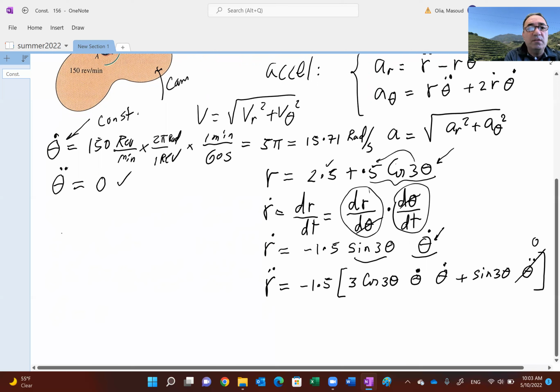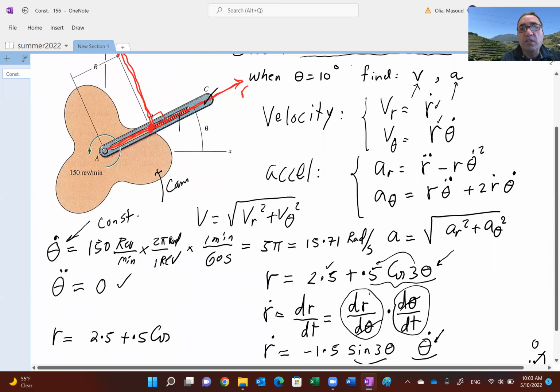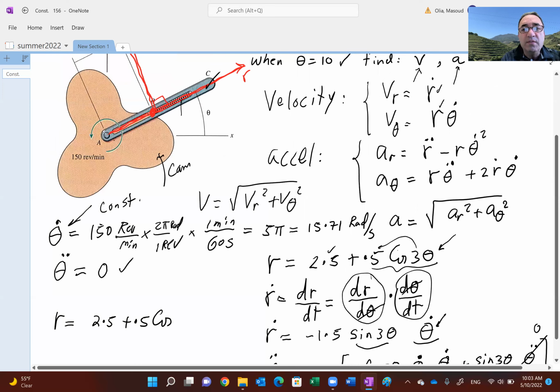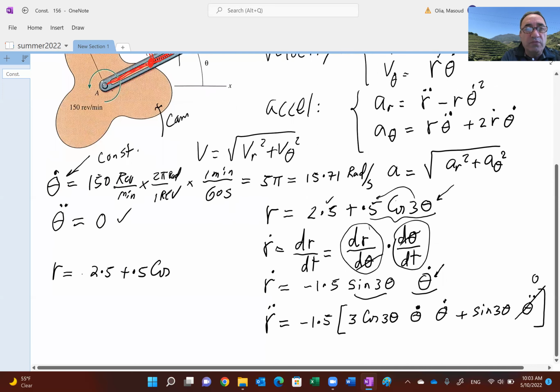So if you go ahead, let me just show you the one, and then I'll give you the rest of them. So that's 2.5 plus 0.5 cosine of 3 times, remember, you want to do this calculation at theta equal 10 degrees. So that would be cosine 30. So if you do the calculations, R should come out to be about 2.933 inches.